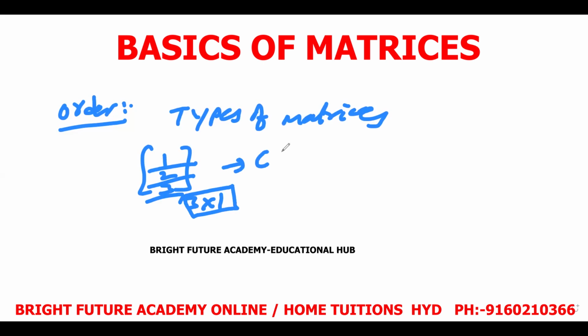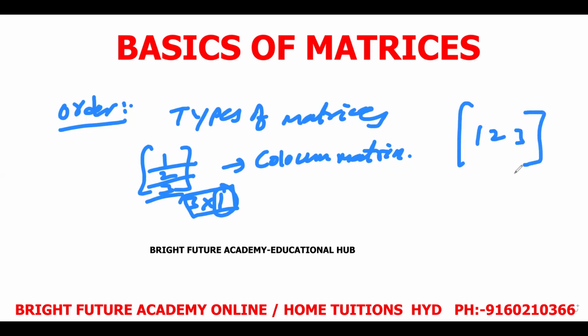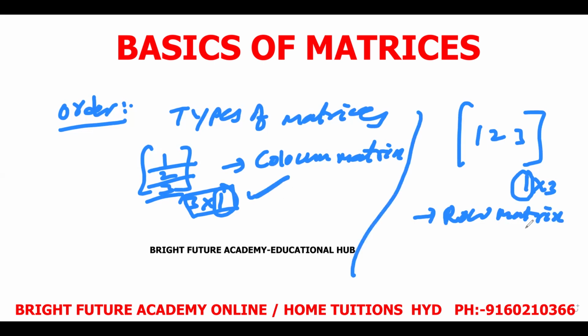This is an example of what? Column matrix. A matrix which has only one column is called a column matrix. Now tell me how many rows and how many columns it has? 1 row and 3 columns. So it has 1 row, so this is called a row matrix. This is called column matrix. This is called row matrix. A matrix which has only one row is called a row matrix.